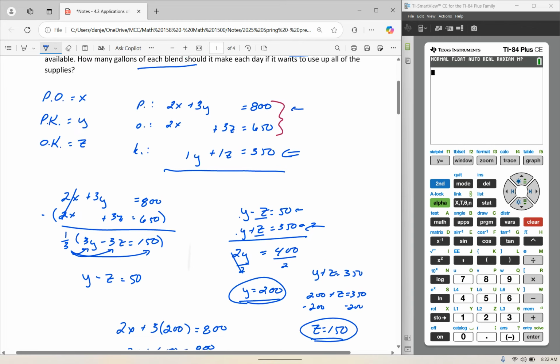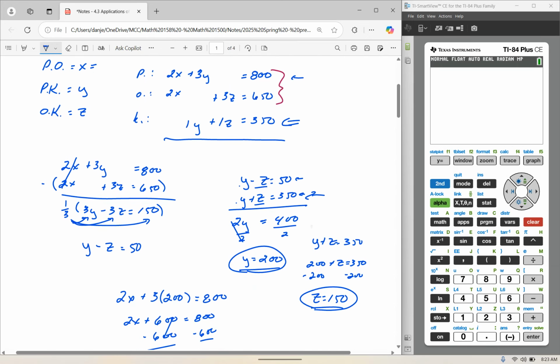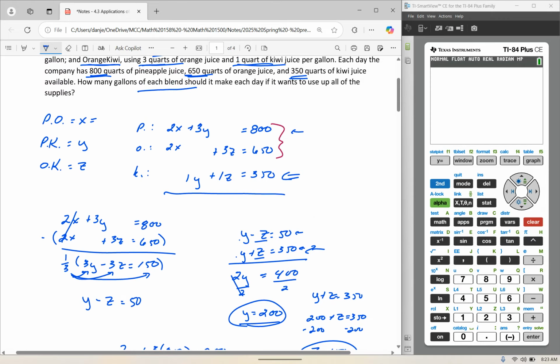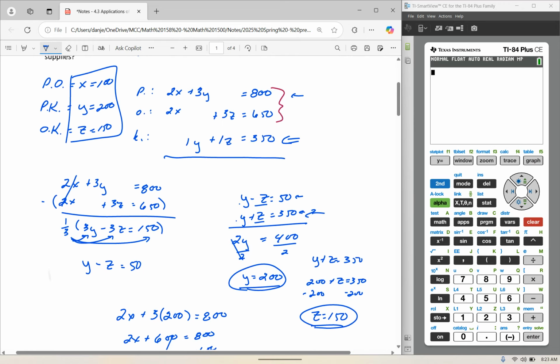So the three blends, the pineapple orange, they should make, x was 100, they should make 100 gallons of that. Y is 200, and z is, where did it go, 150. And so there's my blends and how many I should make of each. The trick here really is just getting these set up.